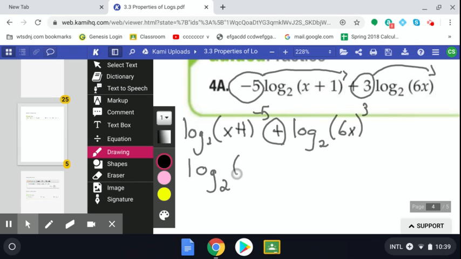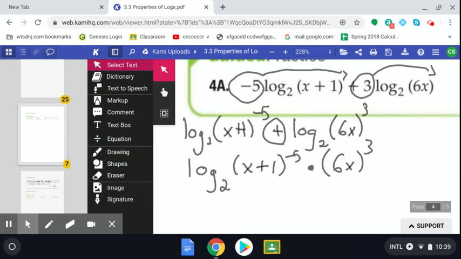And write x plus 1 to the -5th power. Instead of the plus, now it's going to be times 6x to the 3rd power. Now remember, because the quantity 6x is in between parentheses, you should raise the 6 to the 3rd power and the x to the 3rd power.